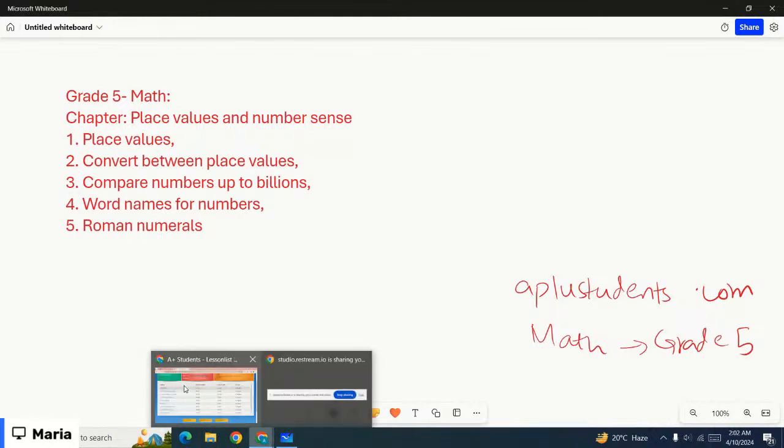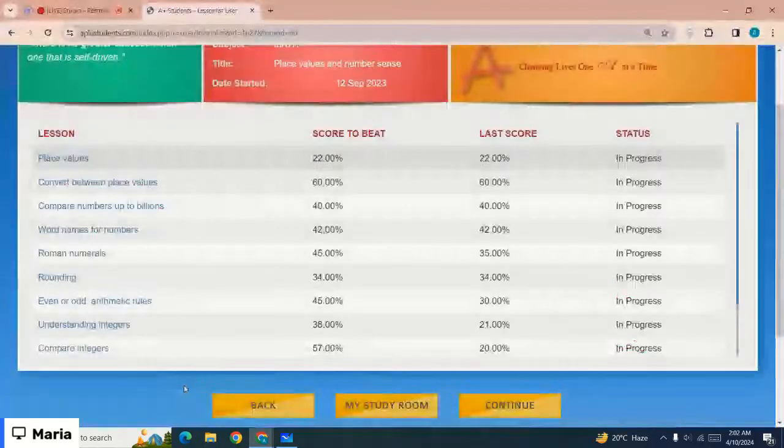Okay, here I am on grade 5 math. We're going to start with the very first chapter, that is place values and number sense. So let's just start with the first lesson, that is place value. So let's just start with the lesson.